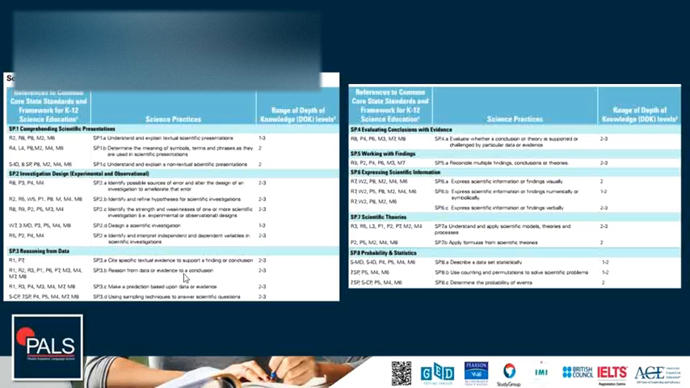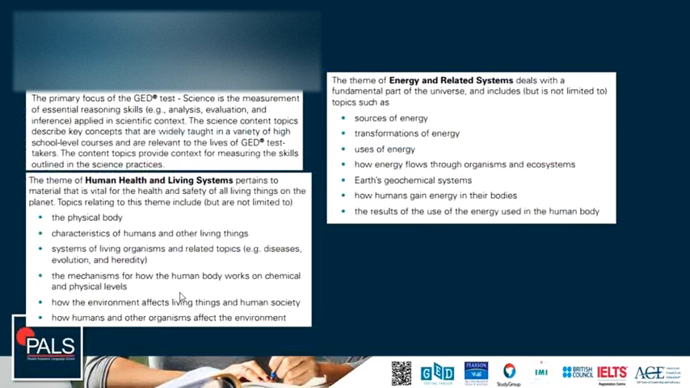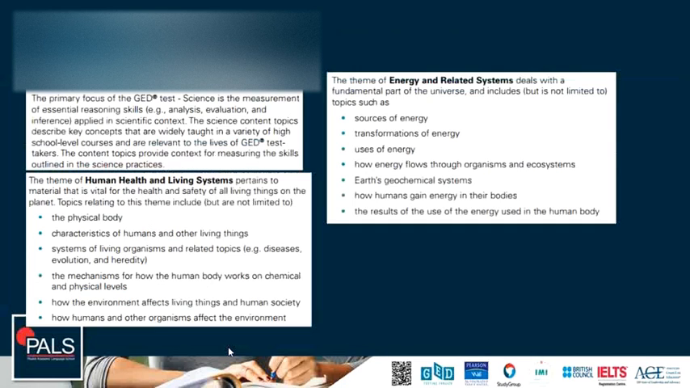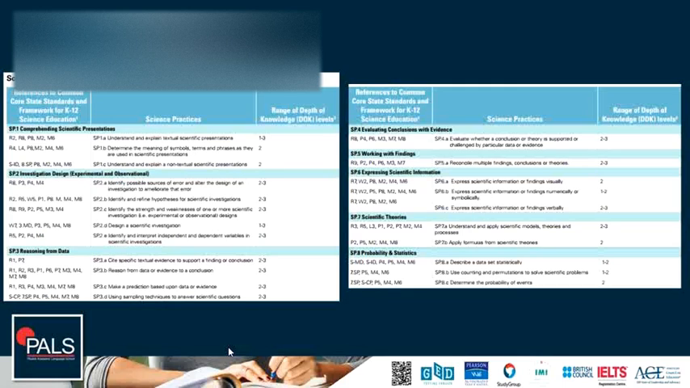So these will be the two main things around which the GED questions in the test will be designed. They usually pick 1 or 2 points from the scientific practices list and combine it with a content topic from one of the 3 parts: life science, physical science, or earth and space science. So one question will be a combination of these 2 or 3 things: science content topics, one of the 3, and 1 or 2 points from the scientific practices framework.